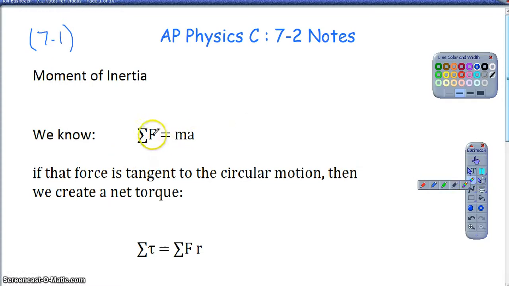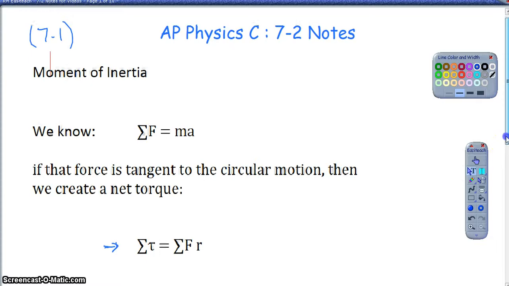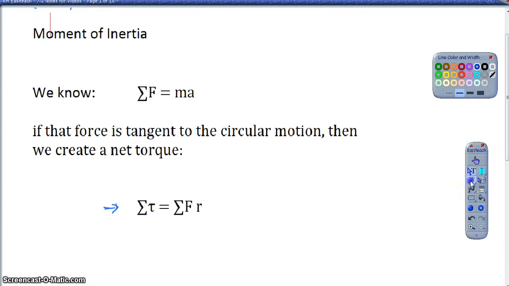So reviewing, we know the net force comes from mass times acceleration, and we talked about torque as well in the last couple sections. And torque comes from our force times our radius. So if I bring these all together, the net torque equals the net force times the radius, then it really equals mass times acceleration times the radius, where this acceleration would be the acceleration tangent to the circle.